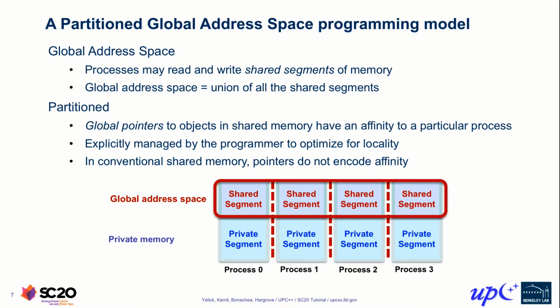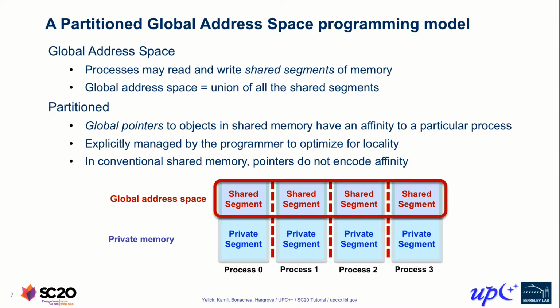be able to point to things that are in the shared memory segment, but those pointers will also have information about which process that object that is pointed to has affinity to. That is, which process is it nearby? It was allocated. Typically, when you allocate an object, it's going to go into the shared segment associated with the process that does the allocation, and then we can have pointers that other processes use to access it.